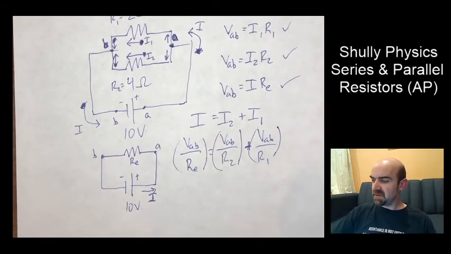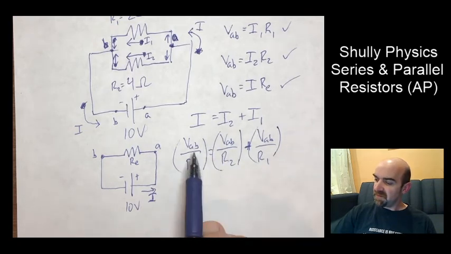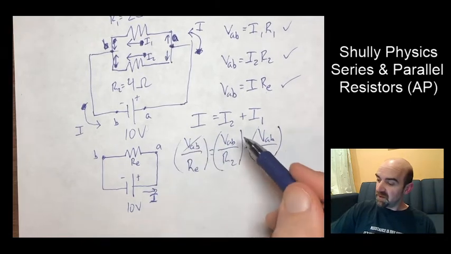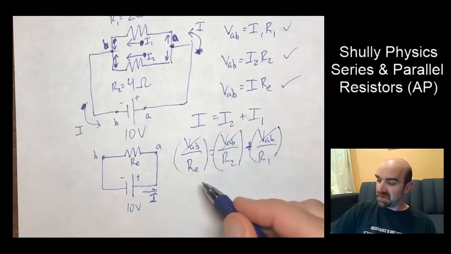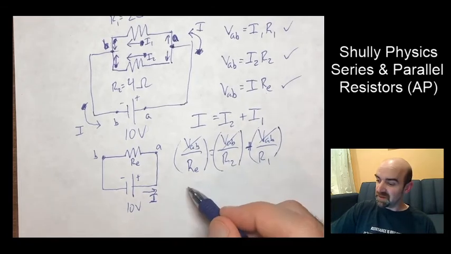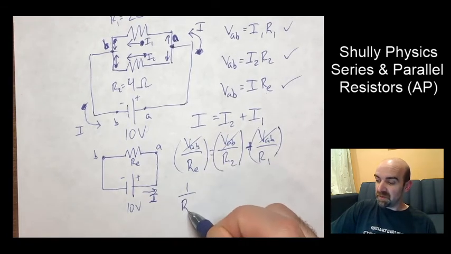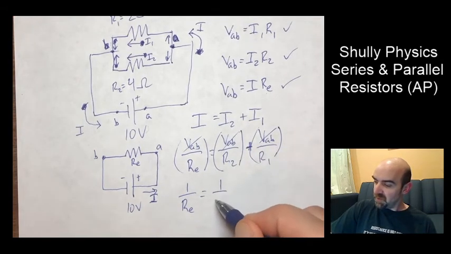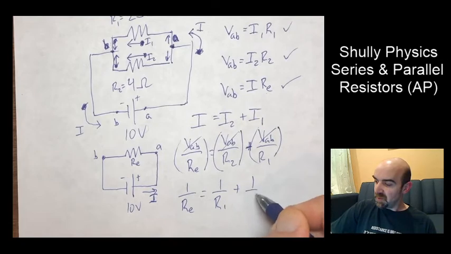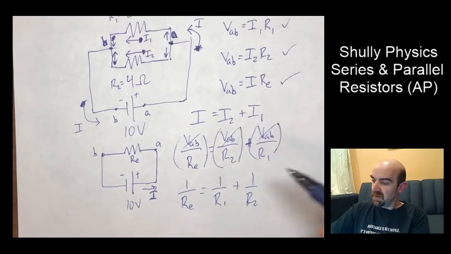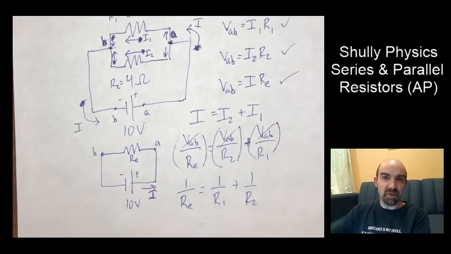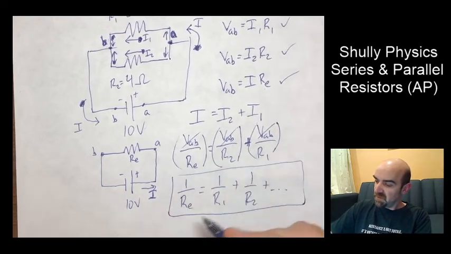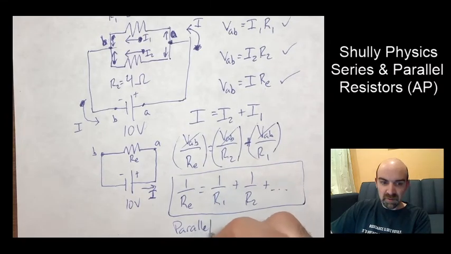So now look at this expression. What do we got here? Well, if we factor out a VAB from all these terms and divide both sides, they would cancel. And what we're left with is not an R equals R2 plus R1, but 1 over equivalent resistance equals, I'm going to reorder these again, 1 over R1 plus 1 over R2. There it is. And you know what? If we had a third branch or a fourth branch, we would keep adding them. So this is for parallel resistors.